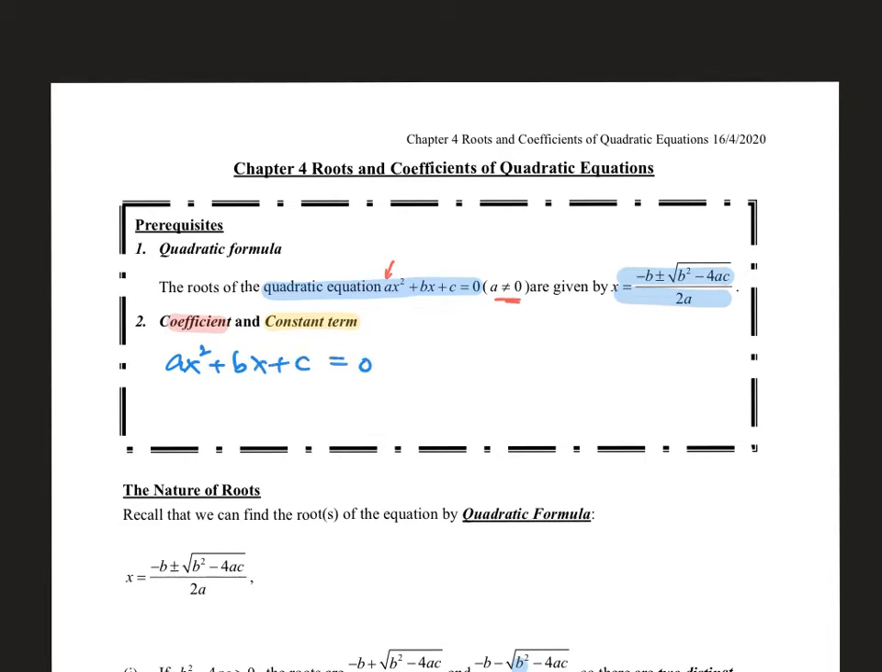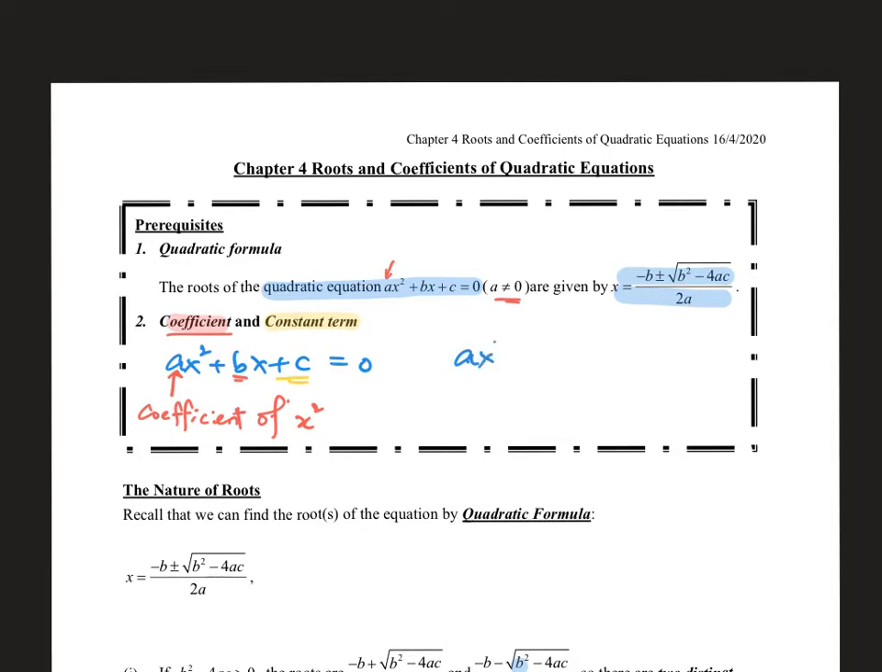And what's the meaning of coefficient? It means that a will be called the coefficient of x squared. So it's like talking about the number which is next to x squared, the coefficient of x squared. And then b will be called the coefficient of x in this expression. While constant term is talking about the number, normally we put in the end, which is independent of x, unrelated to x. So c will be the constant term.